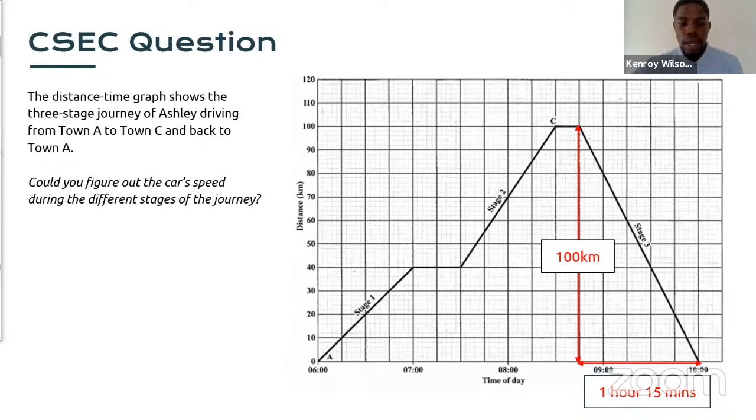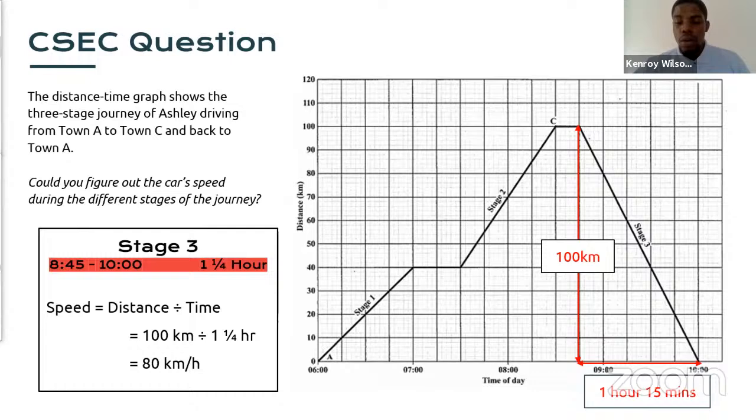So our speed here would be our distance divided by our time, which is 100 kilometers divided by 1.25 hours, giving us a speed of 80 kilometers per hour. So that is our speed during stage three.